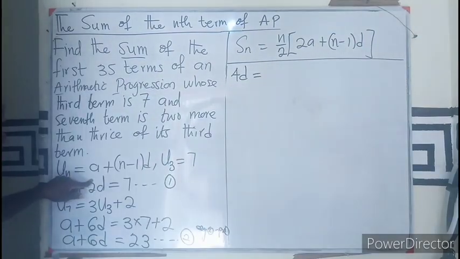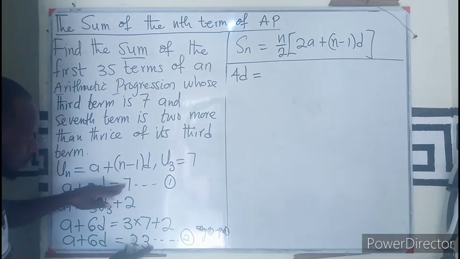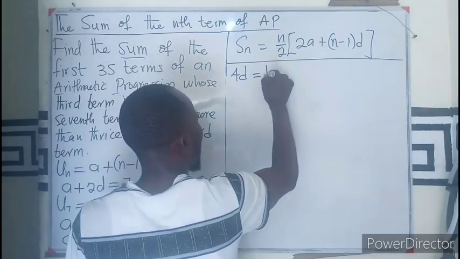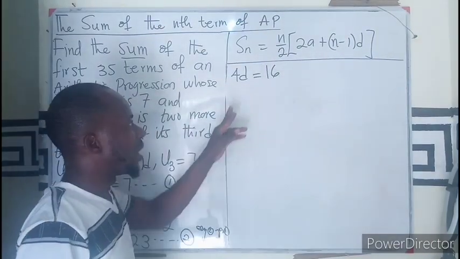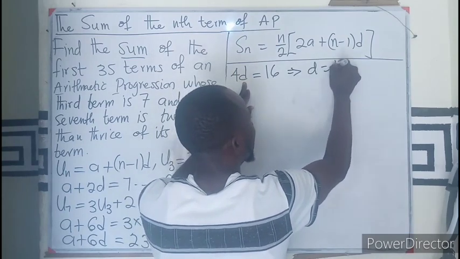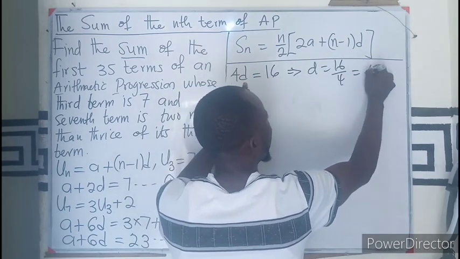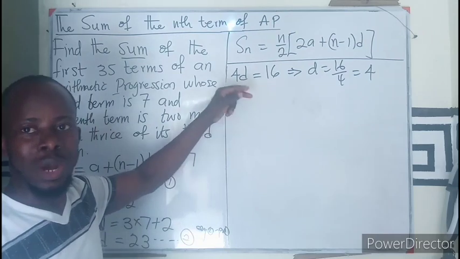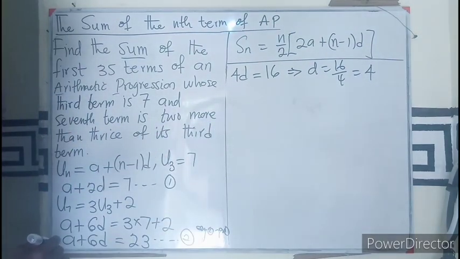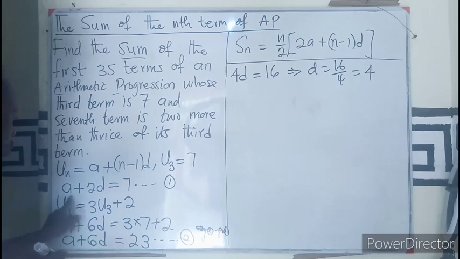So I have 4d equals 23 minus 7, which is 16. We can get our d to be equal to 16 over 4, which will be 4. Meaning the common difference is what? 4. So I can put that into either equation 1 or equation 2.